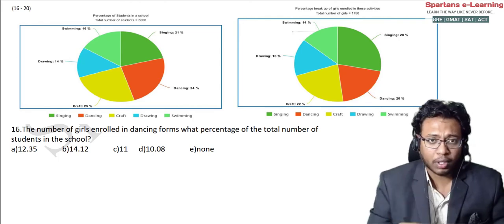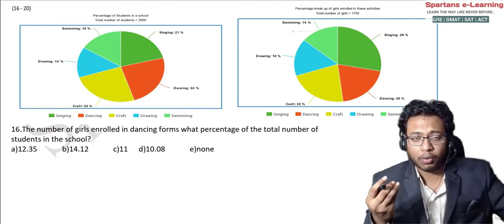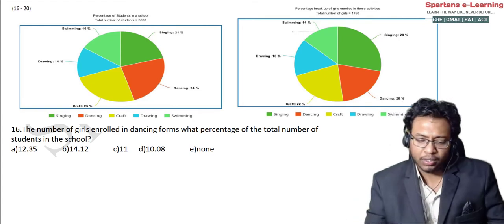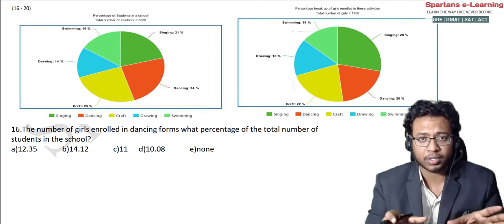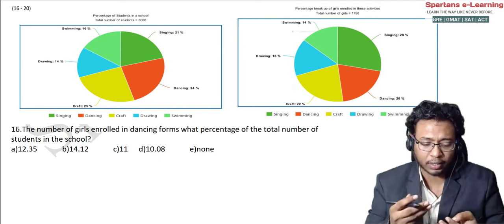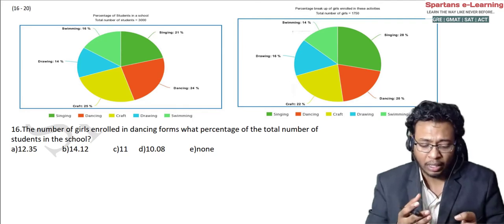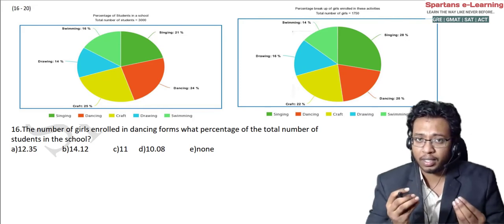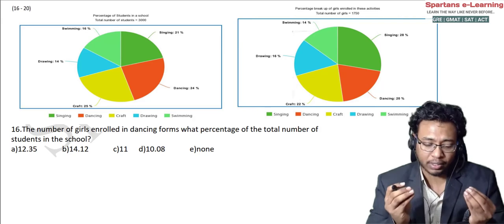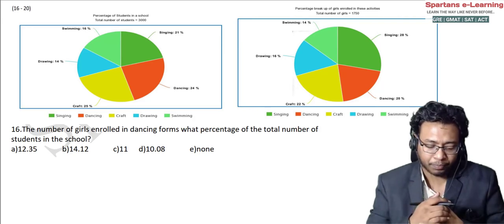Now first of all, in data interpretation, you have to understand the language correctly. Actually, everyone can solve these kinds of questions, not an issue. Once you understand the language, you can easily solve the questions. But what matters here is you should be able to solve the questions in as little time as possible.